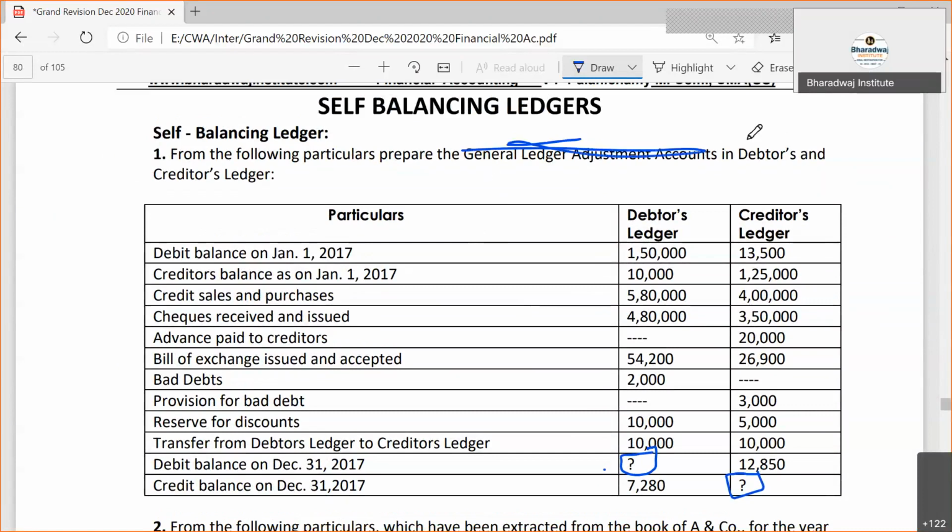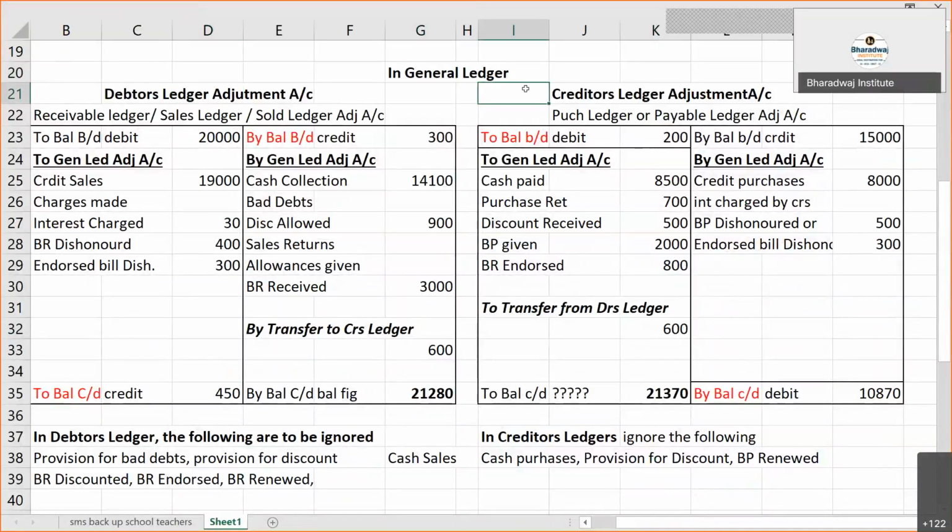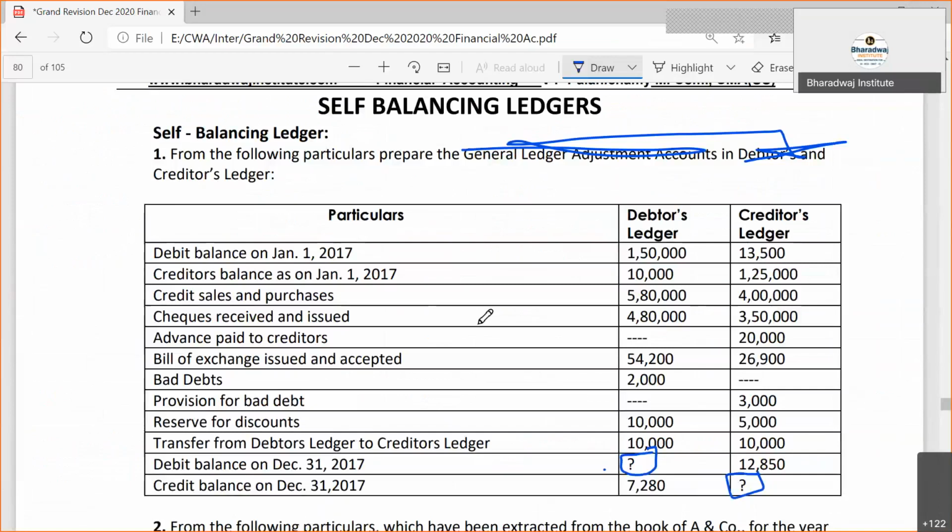Don't prepare the general ledger adjustment account because it's a reverse one, so you will have some confusion in that. Same style: in the general ledger, prepare the debtors ledger adjustment account and the creditors ledger adjustment account. Same thing. Try to do it again in 10 minutes.